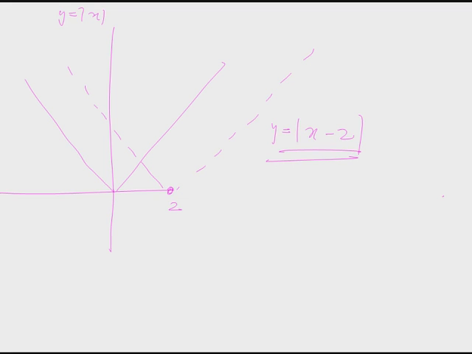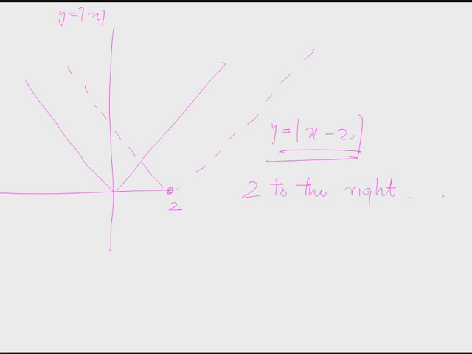So here's the graph of y equal to mod x. And here's the graph of y equal to mod of x minus 2. So as I've subtracted 2 from each x value, the graph seems to have moved 2 to the right. And that's exactly what's happened. 2 to the right.